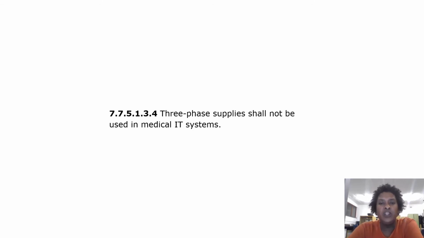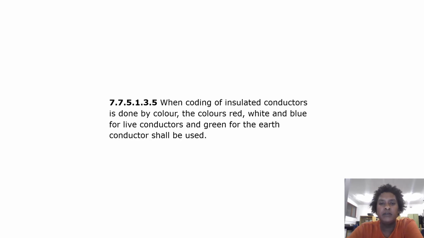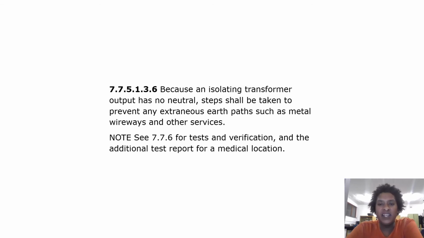Three-phase supplies shall not be used in medical IT systems. When coding of insulated conductors is done by color, the colors red, white and blue for live conductors and green for the earth conductor shall be used. Because an isolating transformer output has no neutral, steps shall be taken to prevent any extraneous earth path such as metal wireways and other services. Note C 7.7.6 for tests and verification and the additional test report for a medical location.